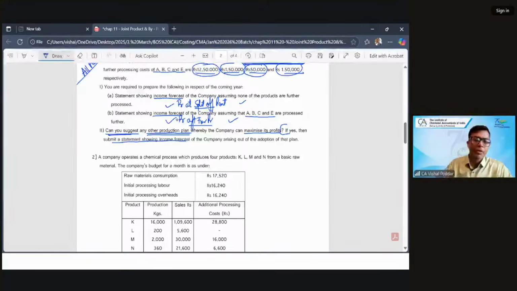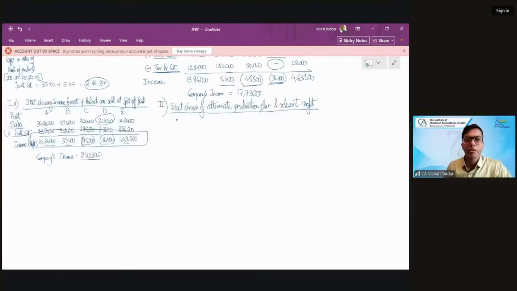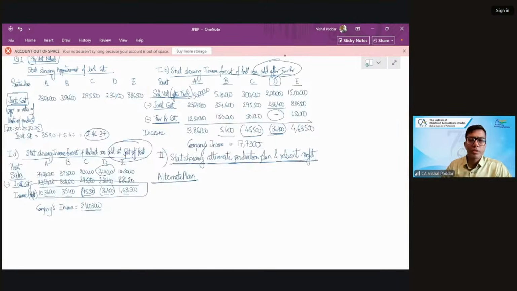Now here, statement showing alternate production plan and the resultant profit. Now, what is my alternate plan? There is no alternate plan. Either I sell it at split off or I sell it after further processing. So what is our alternate plan? See, first was all are split off, all are further. Now, what is alternate plan?